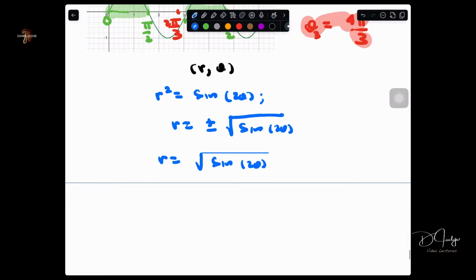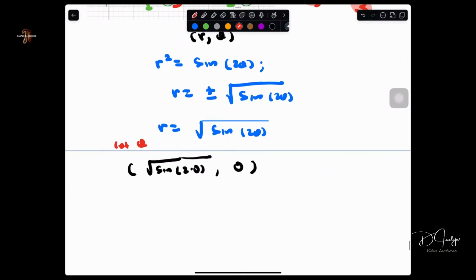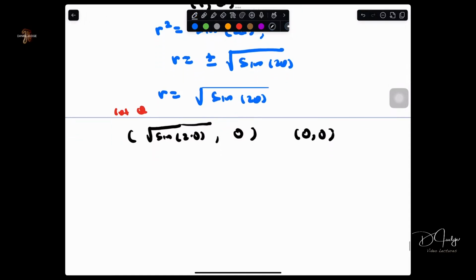And so as a solution in terms of points, we could simply say, well, that's the square root of sine 2 times 0. This is your angle, theta being 0. Okay. And really what that means is this point's going to be (0, 0). So when theta is 0.